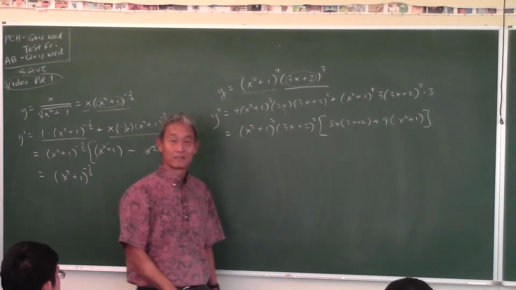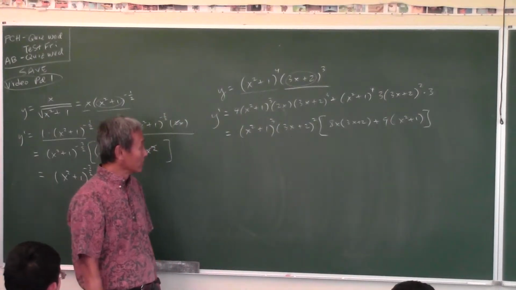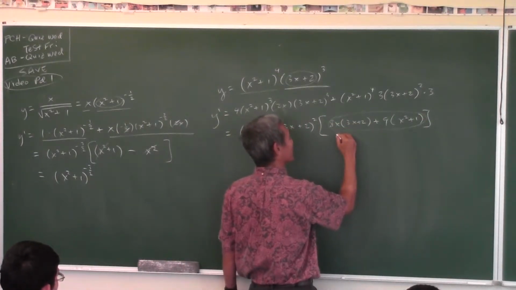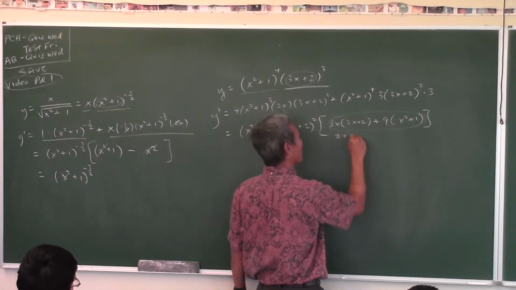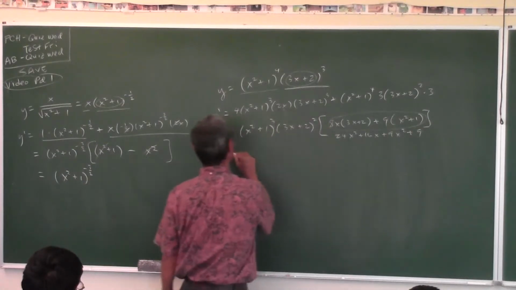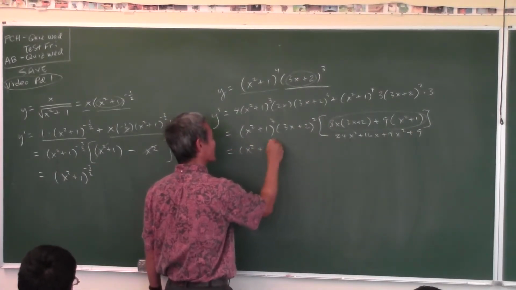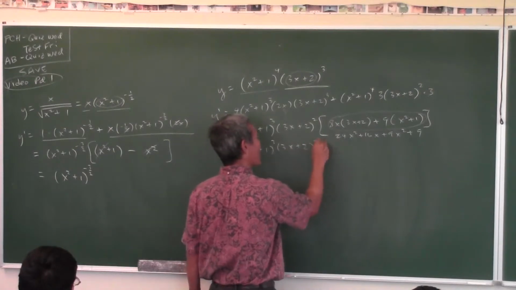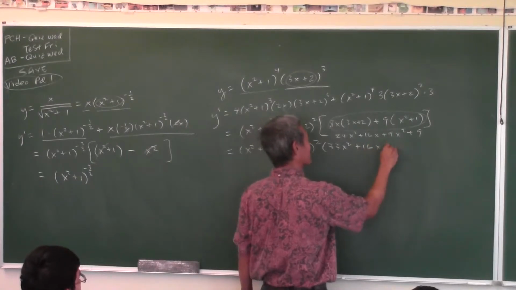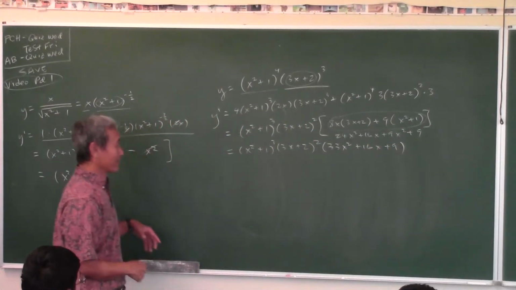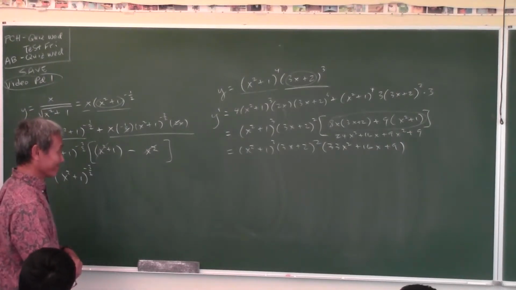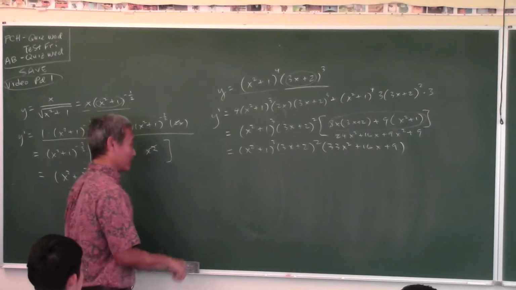Can I leave my answer like that? Yeah, except no. Because you have to simplify what's inside here. So if you distribute the times, what are you gonna get? 24x squared plus 16x plus 9x squared plus 9. So your final answer will be x squared plus 1 cubed, 3x plus 2 squared, 33x squared plus 16x plus 9. You must have your answer in factored form because now you can make number lines. But on the homework, just compute the derivative like that.